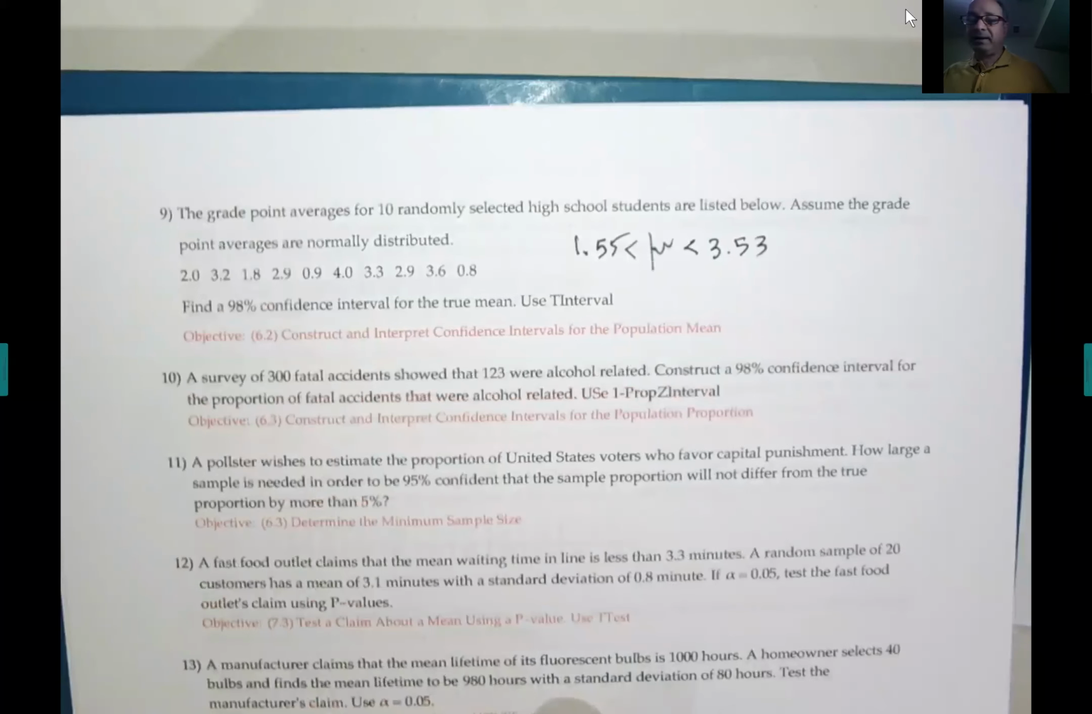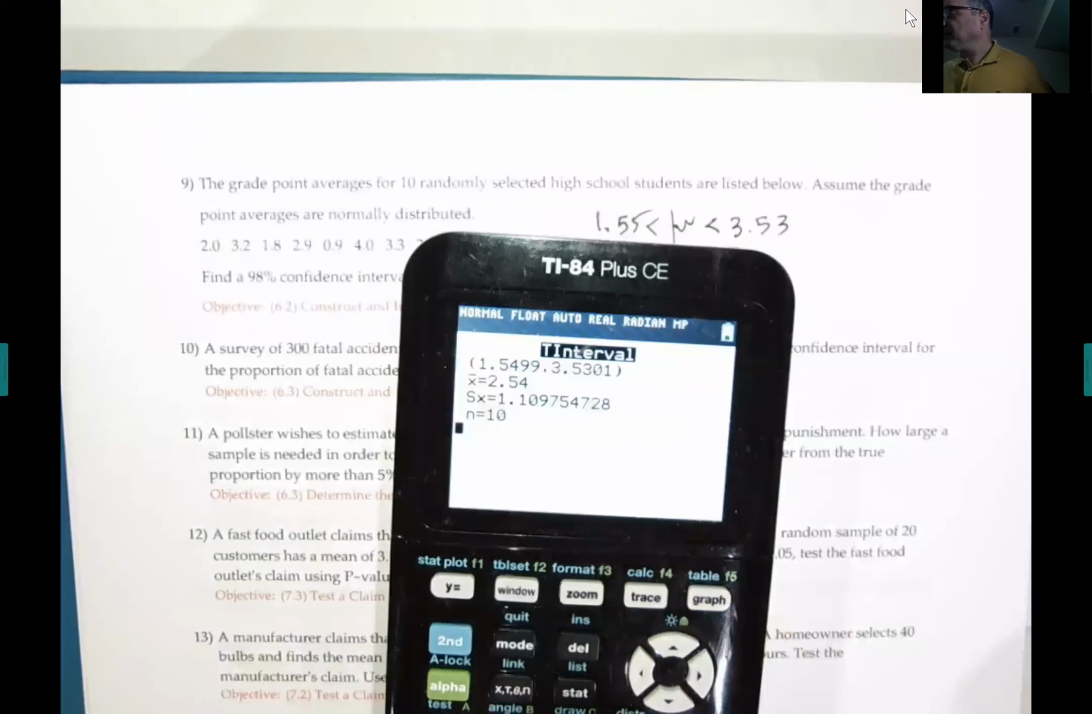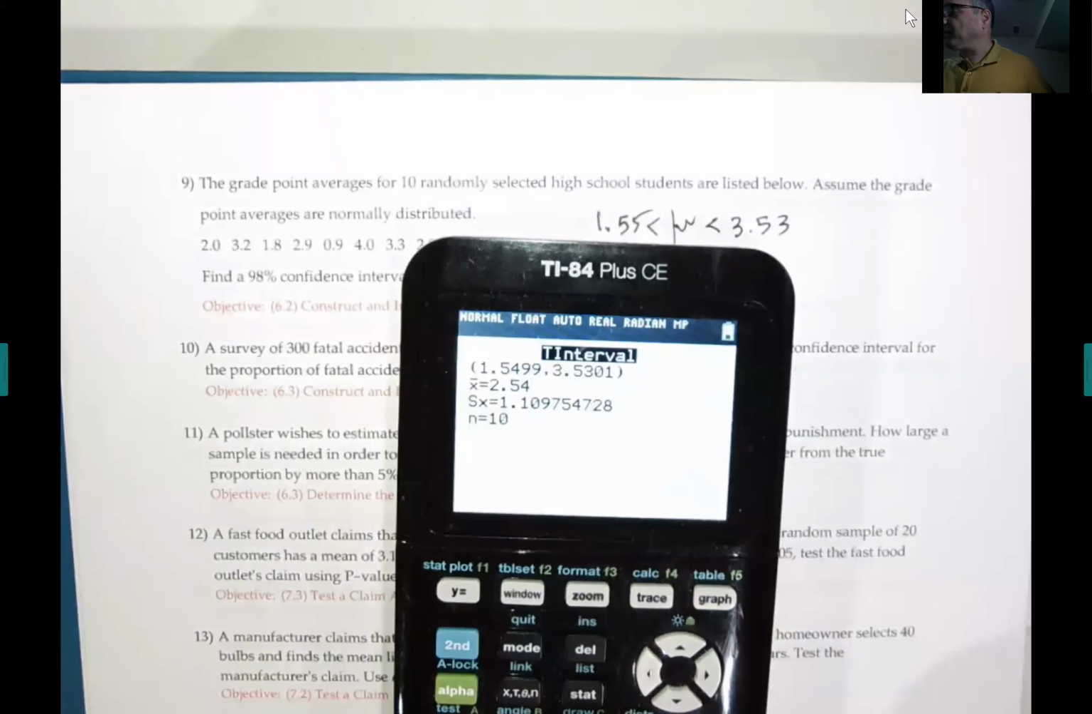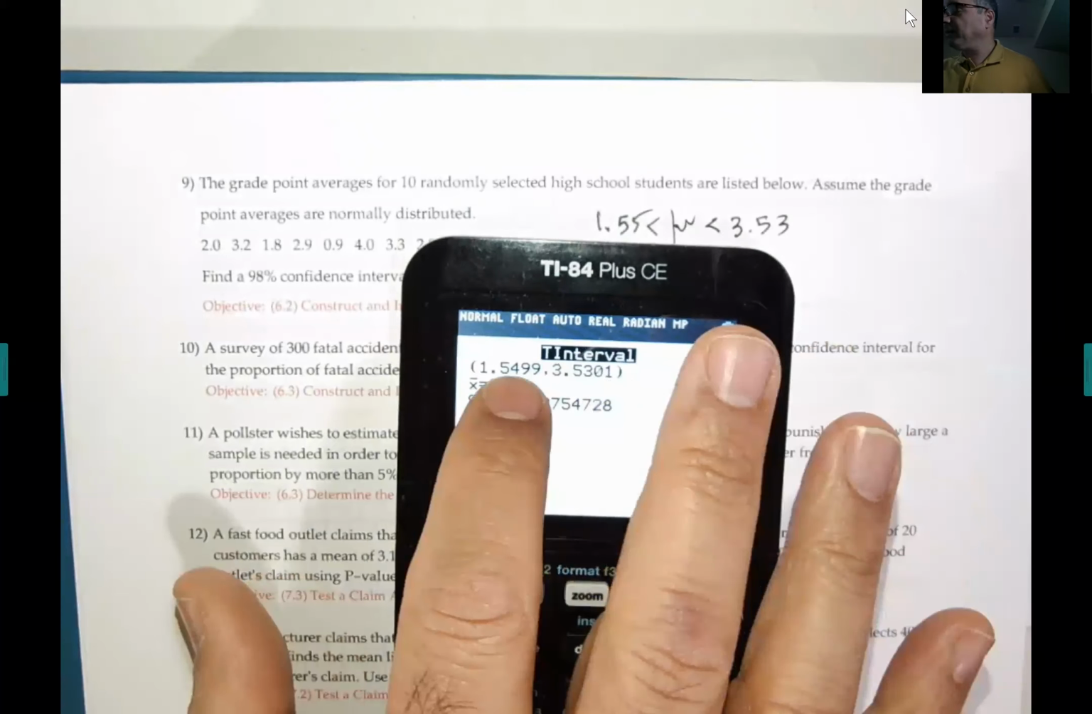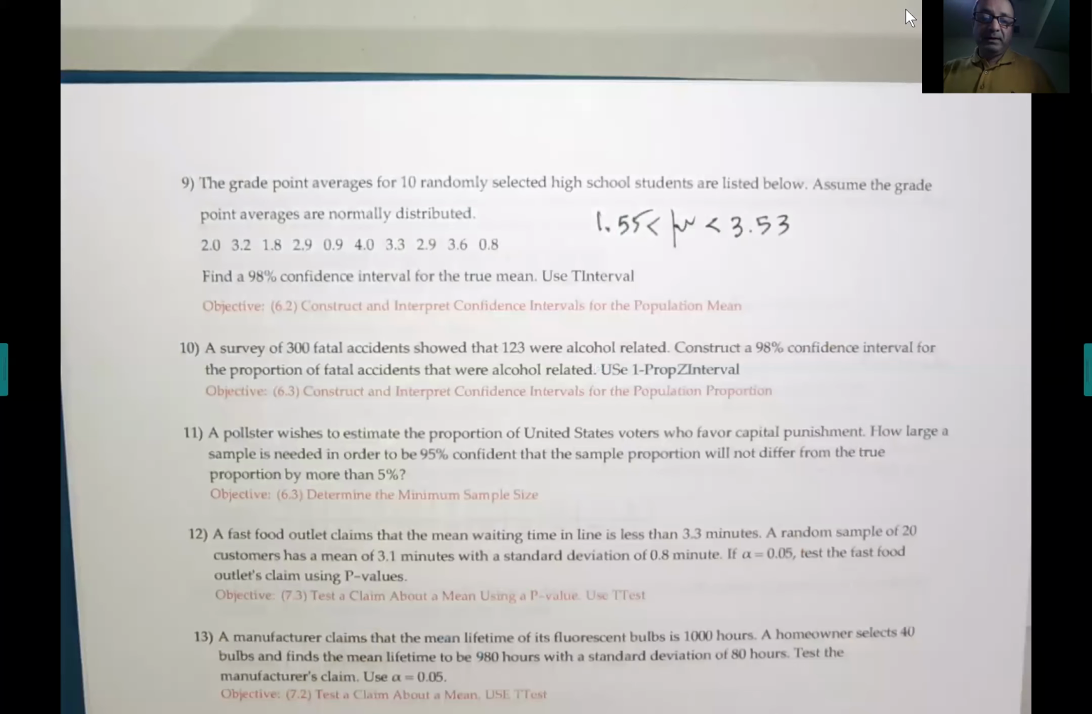The numbers are right here, Muhammad. This is the T interval. You run a T interval and this. So T interval, and then it will give you those two numbers. This is the lower bound, and this is the upper bound. Number 9, that 9 we did.